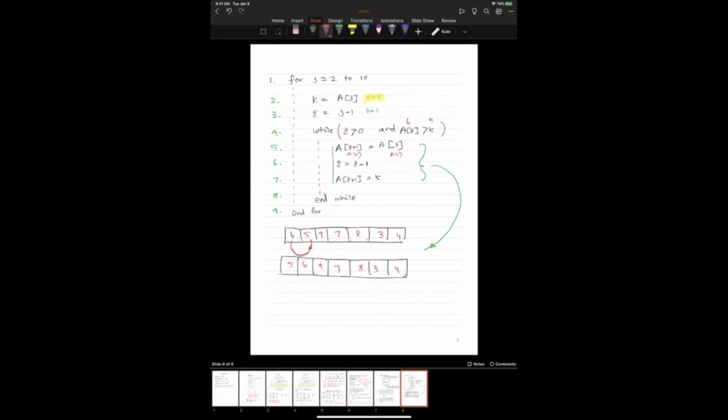ai is 6. K is 5. So 6 is greater than 5, because we want it in the ascending order, but these two are in the descending order. So we want to swap them. That's what we are doing. So ai plus 1. You take ai plus 1. i is 1. So ai plus 1 is a2, which is 5, the second location, and put it in a1. And what you have in the temporary location, you put it in ai plus 1.